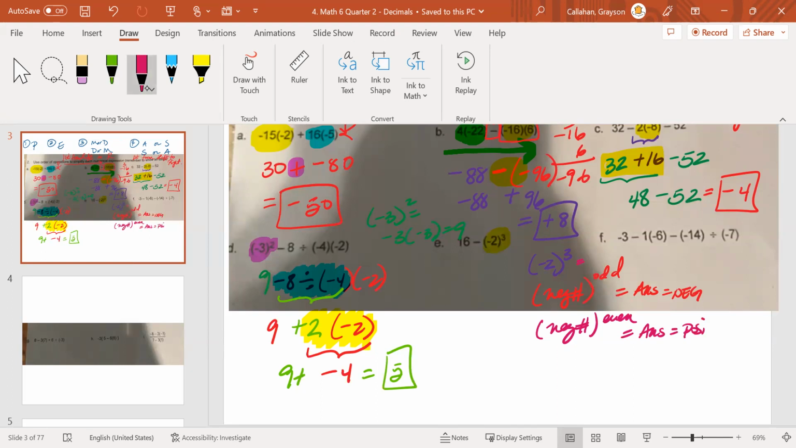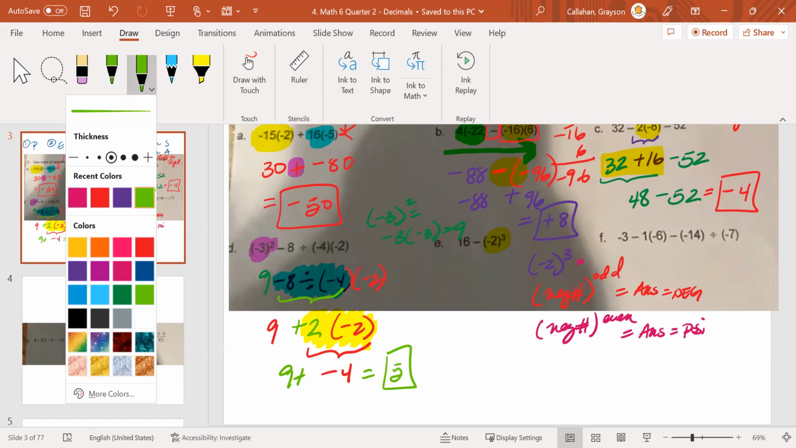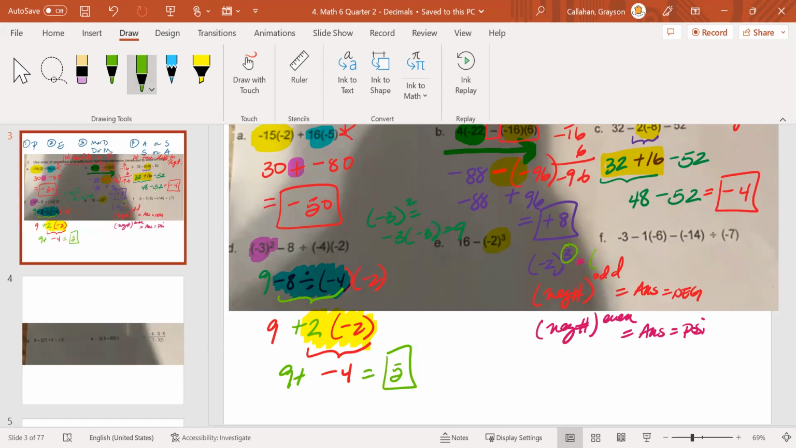So given that you have a cube, which is a 3, it's negative 2 times negative 2 times negative 2. So it's going to be a negative. 2 times 2 is 4. 4 times 2 is 8. So just this little highlighted part is going to give you a negative 8. Do you see that?